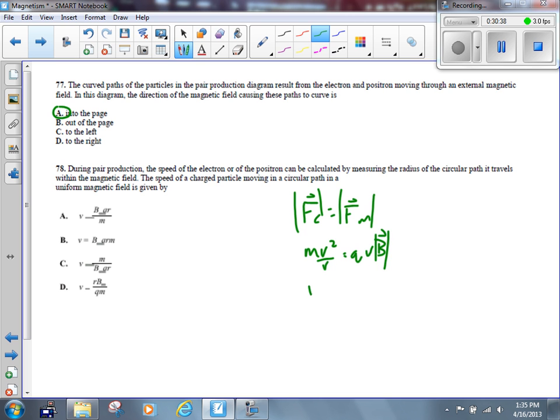And we say v is equal to, v's cancel there. R goes up by multiplying, m goes down by dividing. Becomes qbr over m. And the one that matches up closely with that is this one, bqr, qbr, same thing. What's A?